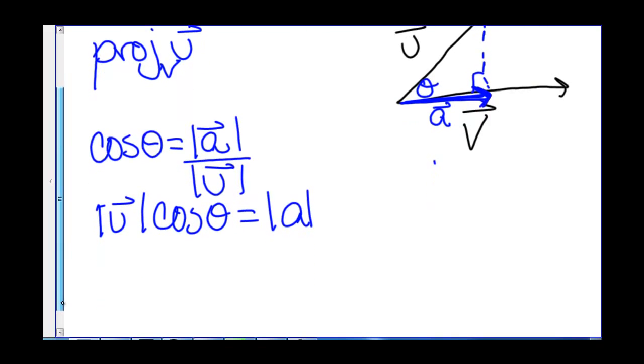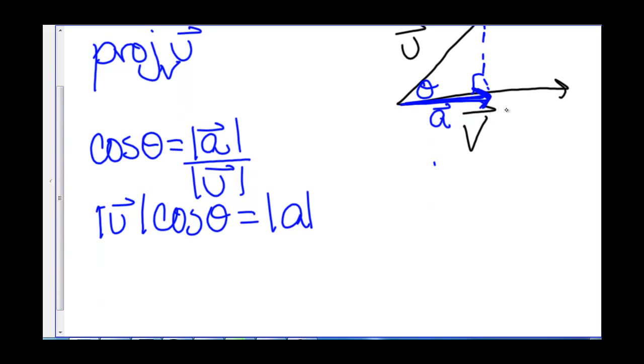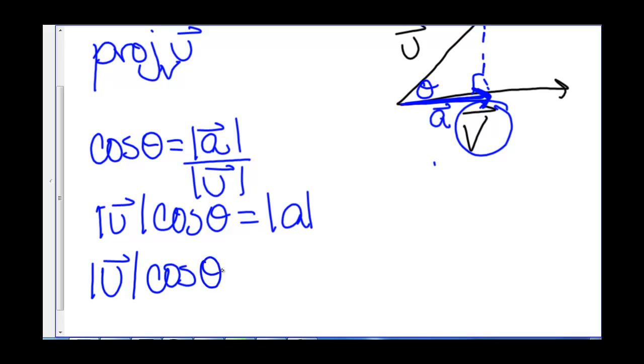So that tells me the length, and then this vector v tells me the direction. So we have u times cosine theta times v. That gives me my direction, but I need to divide by the length because I only want the direction, not the length, and that's going to give me my vector A.